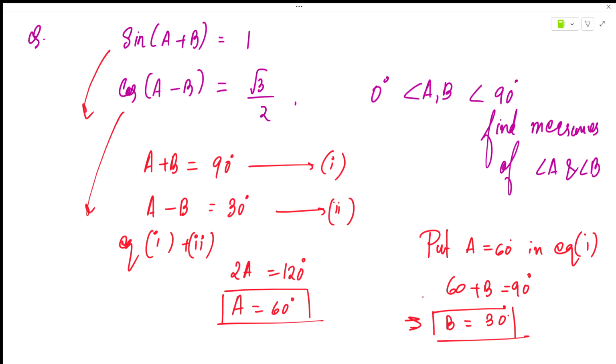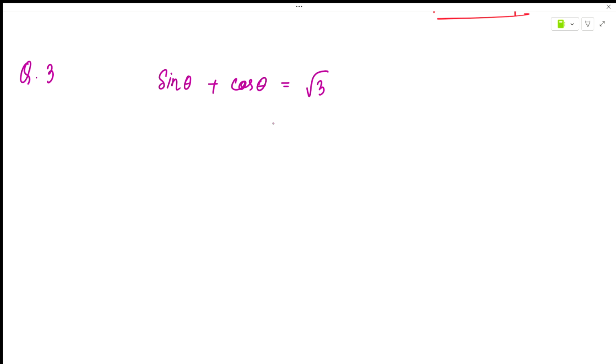You can again pause and check this question. I'll move to the next one. So you see we have this question over here: sine theta plus cos theta is given to you as root 3. We are supposed to prove that tan theta plus cot theta is equal to 1.